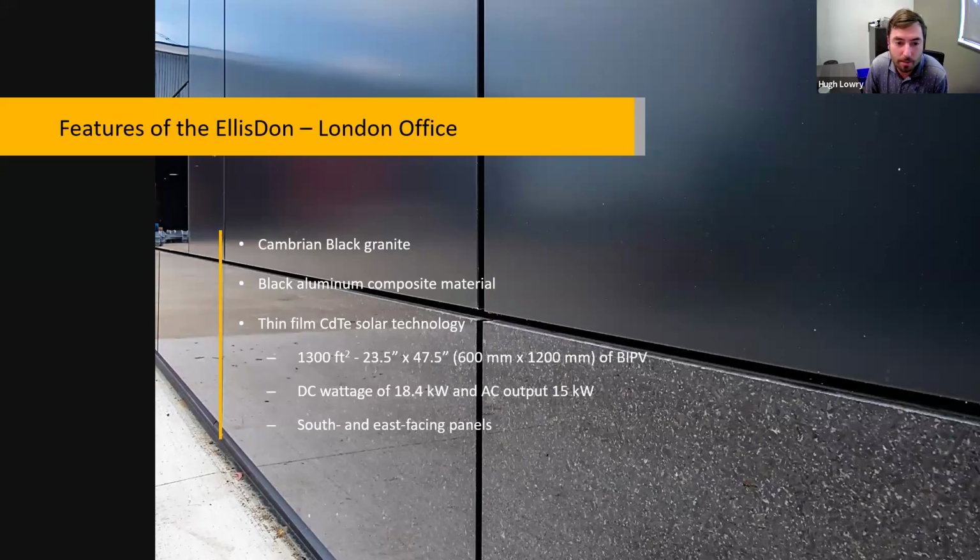There's also black aluminum composite materials in this. That's what you're seeing right front and center in this photo. And then finally, there's thin film cadmium telluride solar technology. There's about 1,300 square feet on this project itself. We were limited to one size when we did this project. That's no longer the case, but the panel size in this one was 24 by 48 inches, about 2 feet by 4 feet. It had a DC wattage of 18 kilowatts and an AC output of 15 kilowatts.